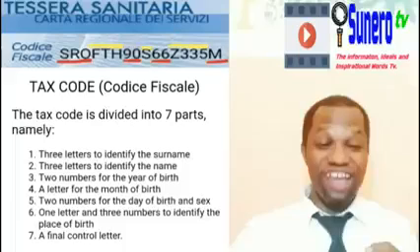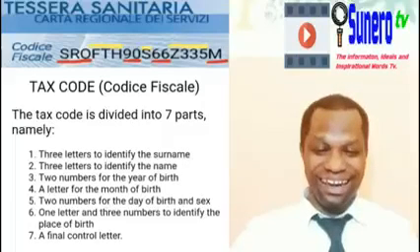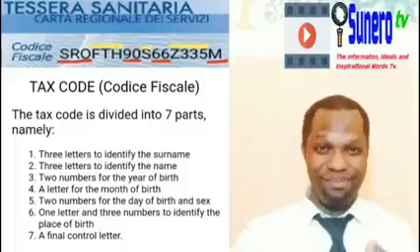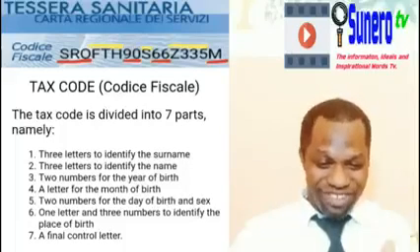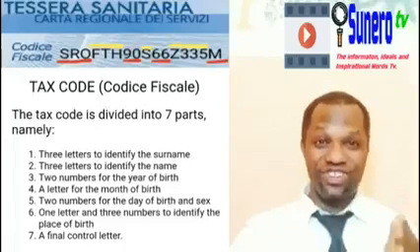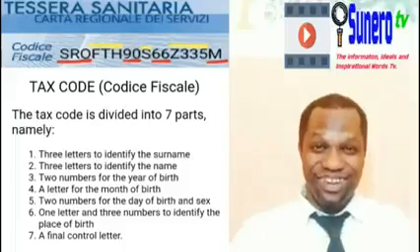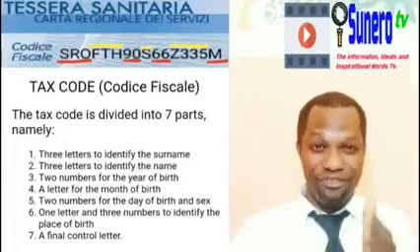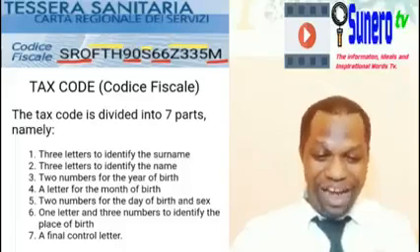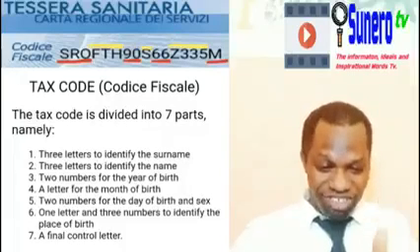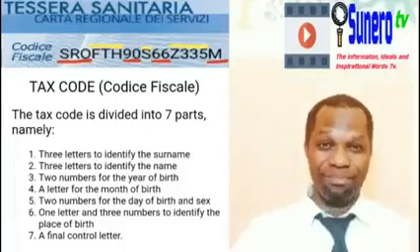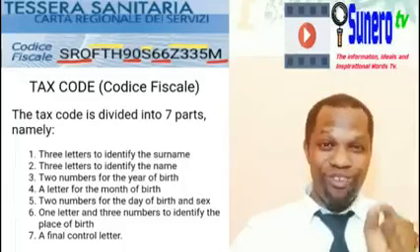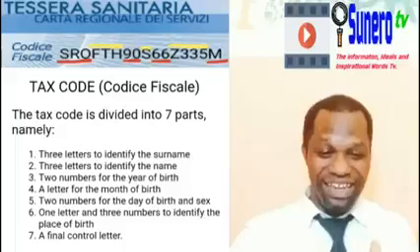So it says tax code, which is Codice Fiscale. They say the tax code is divided into 7 parts, namely: 1. 3 letters to identify the surname. Those first 3 letters, if you carry your Codice Fiscale right now, you find that the first 3 letters identify the surname. Then 3 letters to identify the name. So they just pick letters from your name.